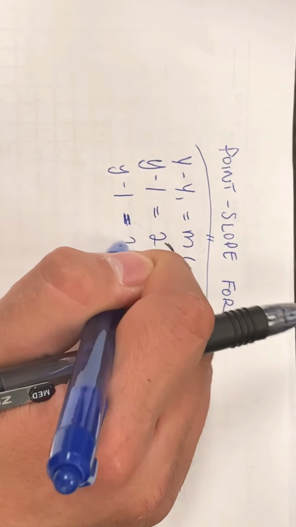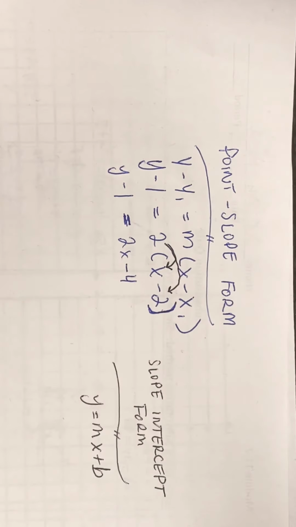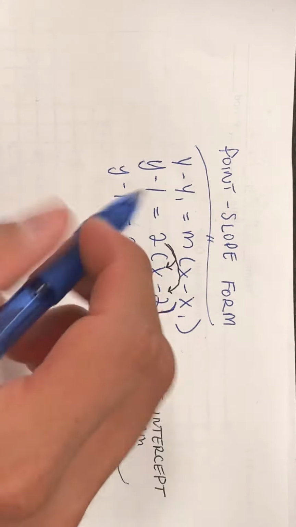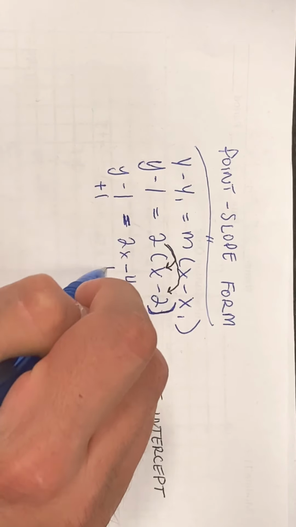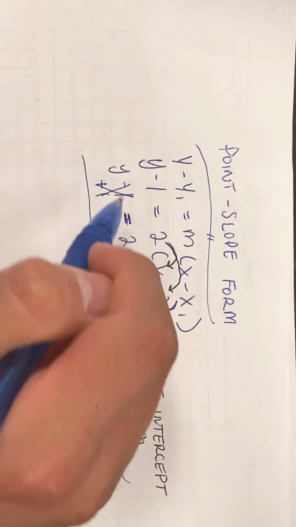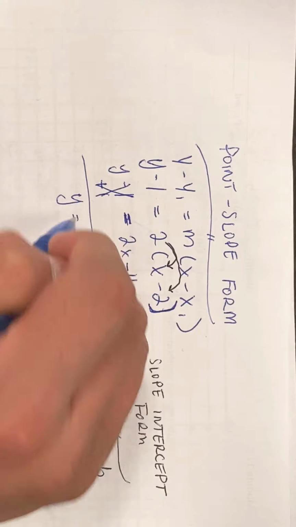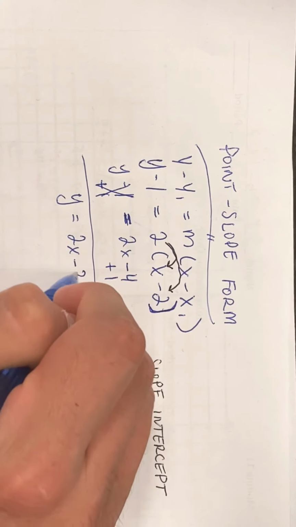2 times x is 2x, 2 times negative 2 is negative 4. Now to get y by itself here, what I'm going to do is I'm going to do the opposite of minus 1, which is adding 1 to both sides, and I'm going to add 1 here to the right side. These cancel out. y equals 2x, negative 4 plus 1 is negative 3.